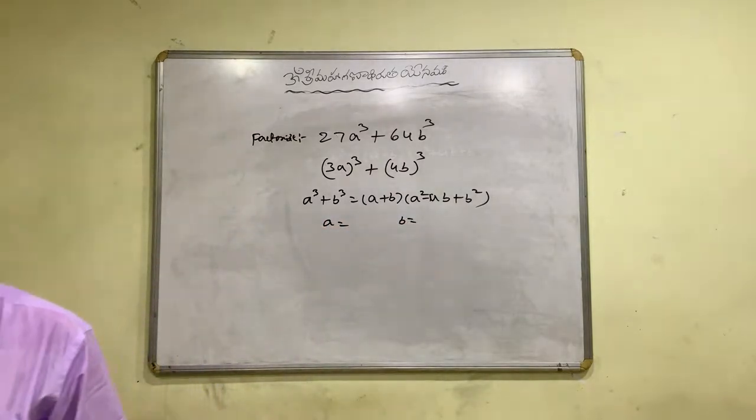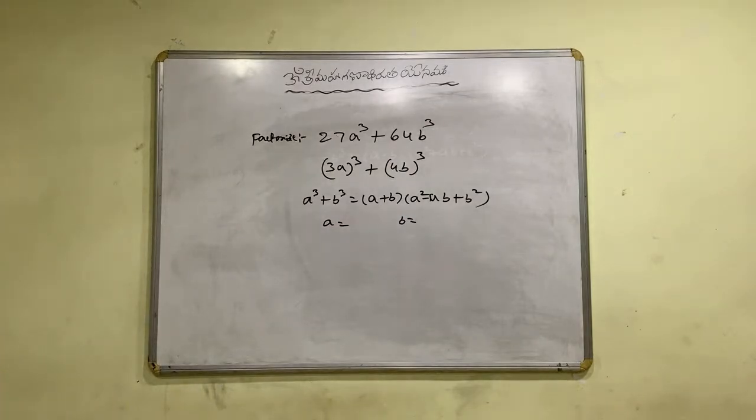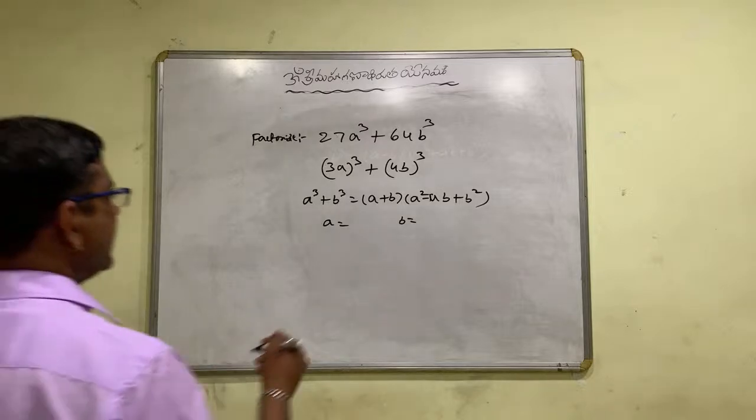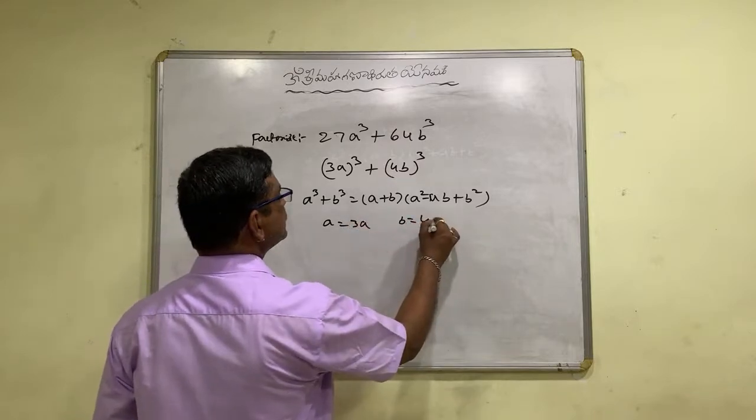Can anyone say what is a and what is b? Type your answers, children. What is a? Okay, a is 3a, b is 4b. Good, very good.